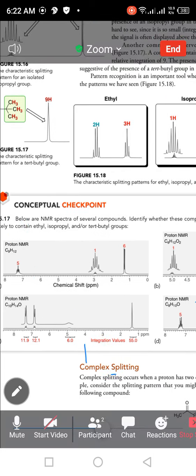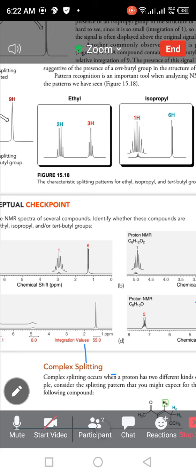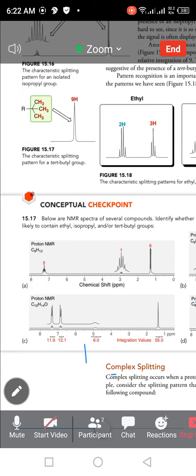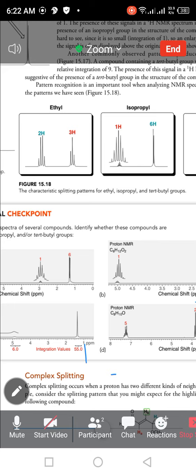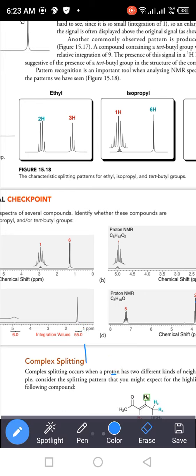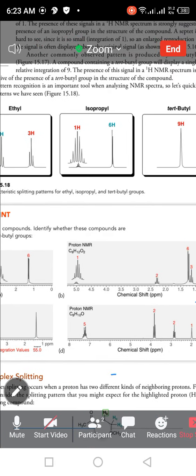The same is the case for another spectrum having C6H12O2, and C10H14O2, and the fourth spectrum C8H10O. We just have to identify the pattern of ethyl, isopropyl and tertiary butyl. In the first spectrum, I mentioned in detail how to draw a structure, but in a question statement, there is no need to draw a structure. Just identify the pattern of ethyl, isopropyl and tertiary butyl. So we will just focus on the question statement.